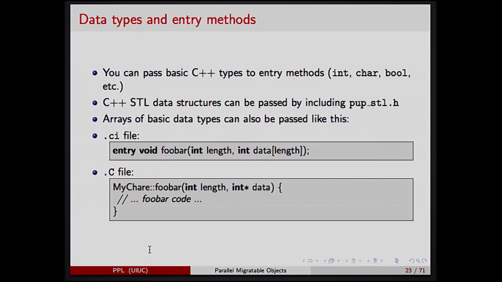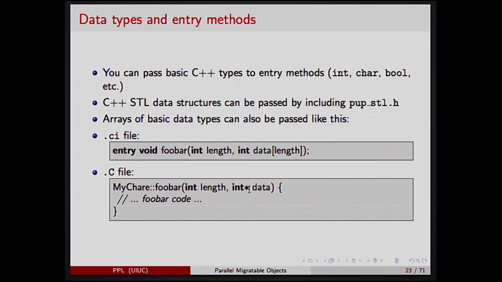So, data types. When you're packaging method parameters, you get to specify that you might want to pass an array of ints, in this case, as a parameter. In your C code, you're going to say int length and int star data. But really, the system needs to know a way of packing that data when you do the method invocation.